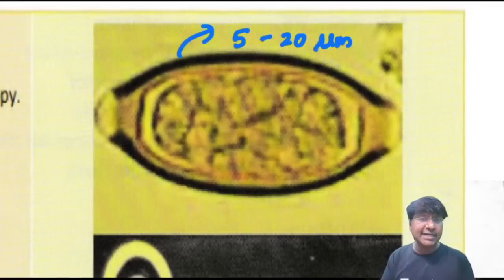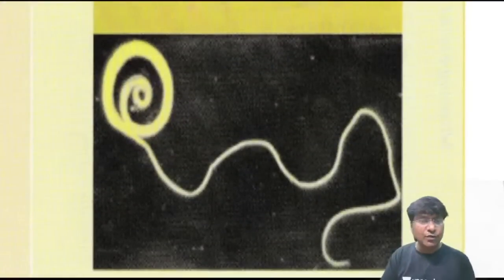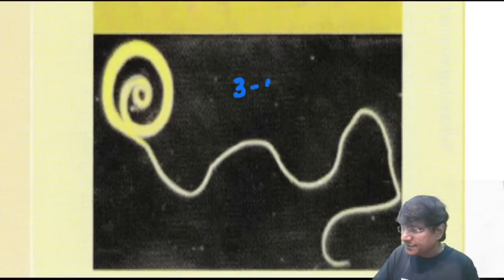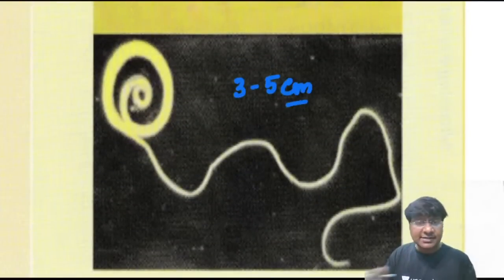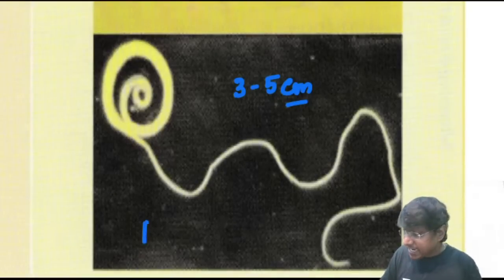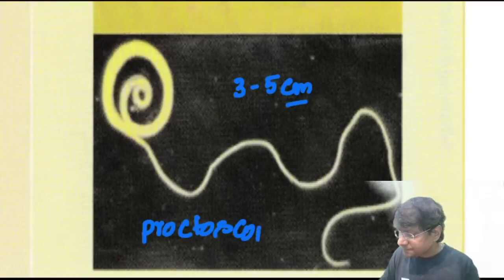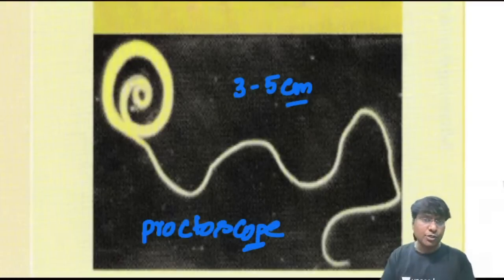But if you take the adult worm, what will be its dimension? It is around 3 to 5 centimeters long. And these adult worms, occasionally you can see via proctoscope.